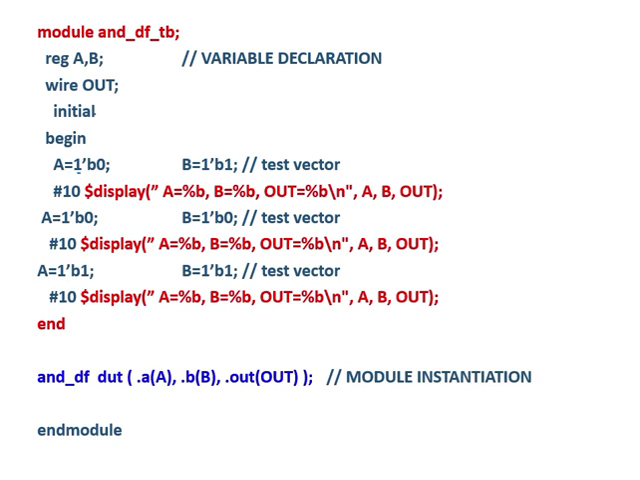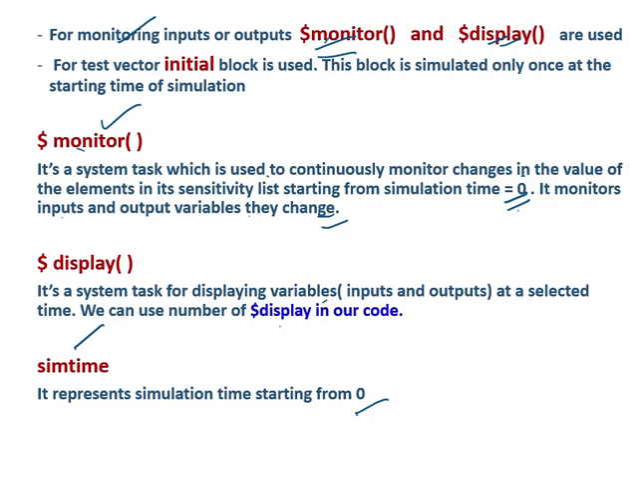What is written here, the display, is a system task for displaying variables. It also displays the same thing, input and output, but at a selected time. In monitor, if there are any changes, the inputs and outputs are updated, and you can see that on your monitor. But in display, at a selected time, we give the time here. For display, we give the time at a particular time instance.